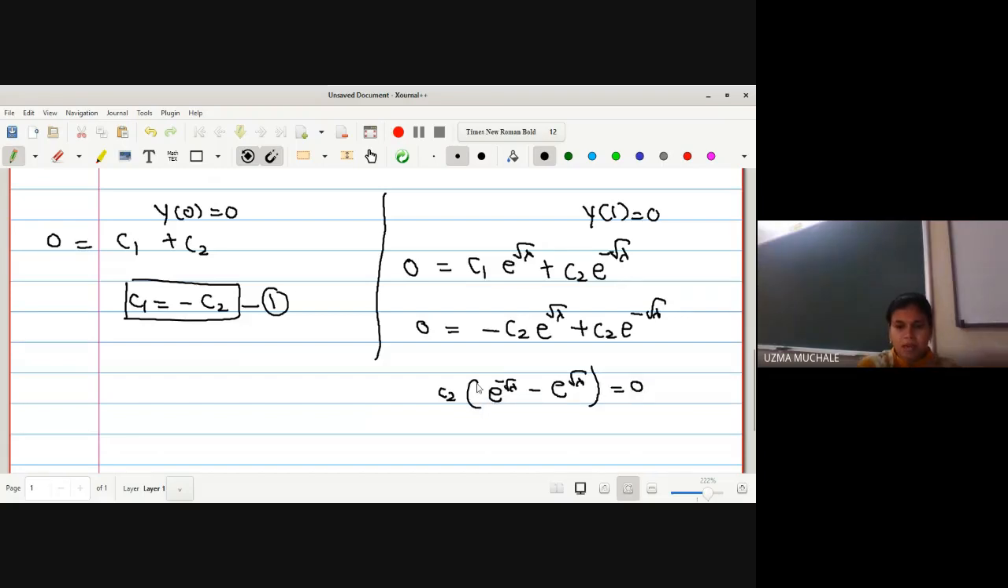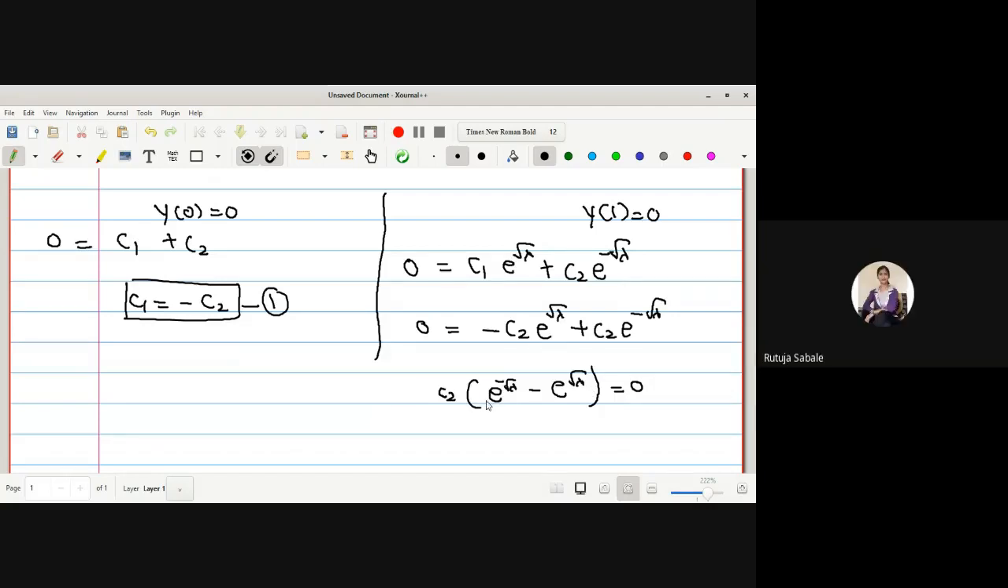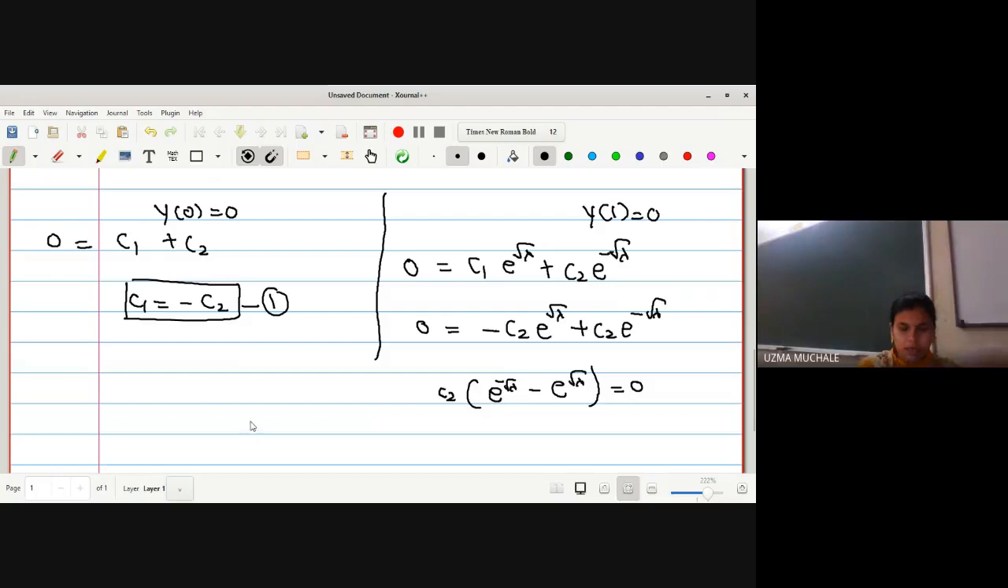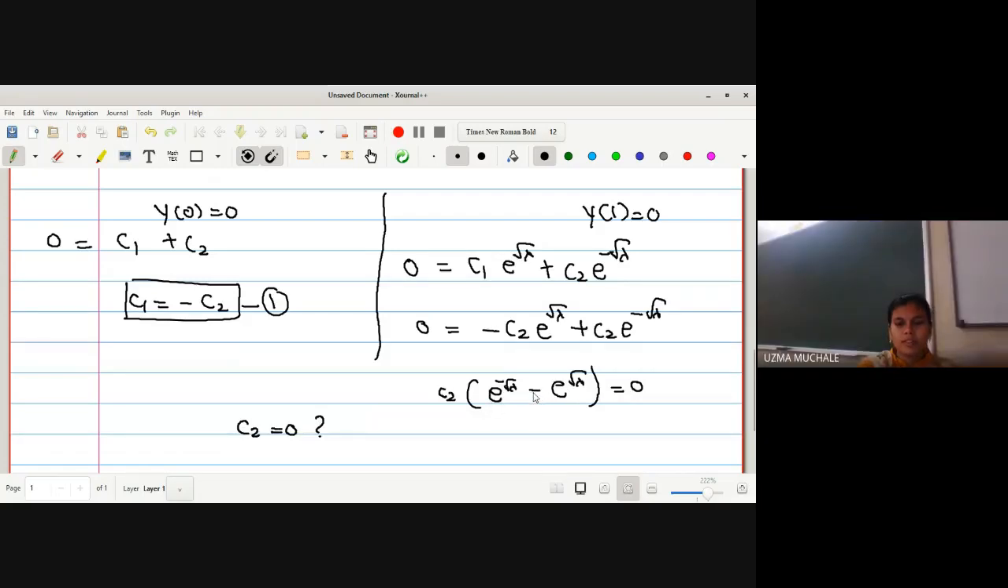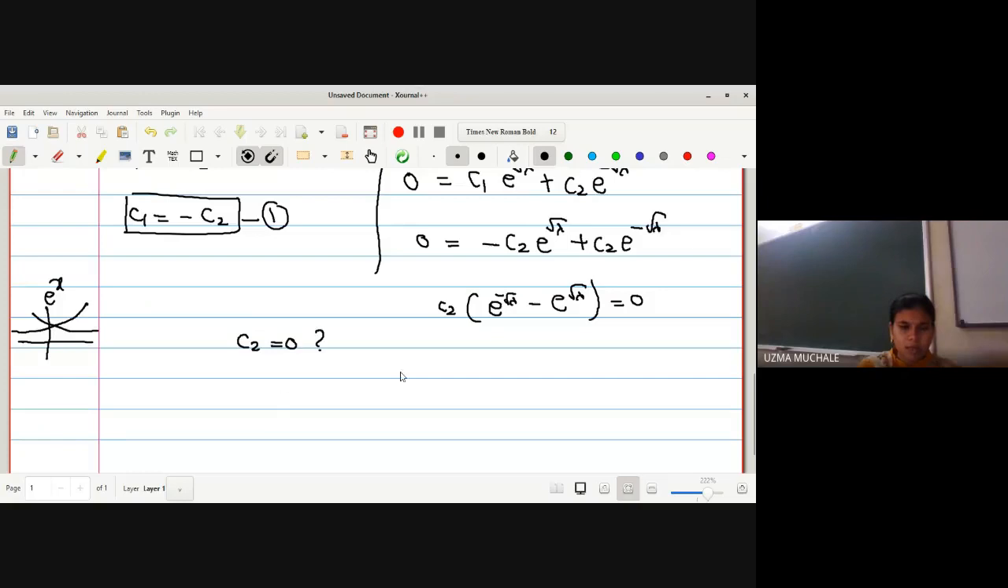Okay. Now if the product of these two is equal to 0, which one should be 0? c2 will be 0. Why is c2 the only one that is 0? Because the bracket quantity is always greater than 0. Okay. The bracket quantity is always greater than 0, right? What does the graph of e raised to x look like? This type. e raised to minus x is like this. It is not going to touch your x axis anytime. Hence we can say c2 is equal to 0. If c2 is 0, from equation 1 you can get c1 is equal to c2, which is equal to 0.